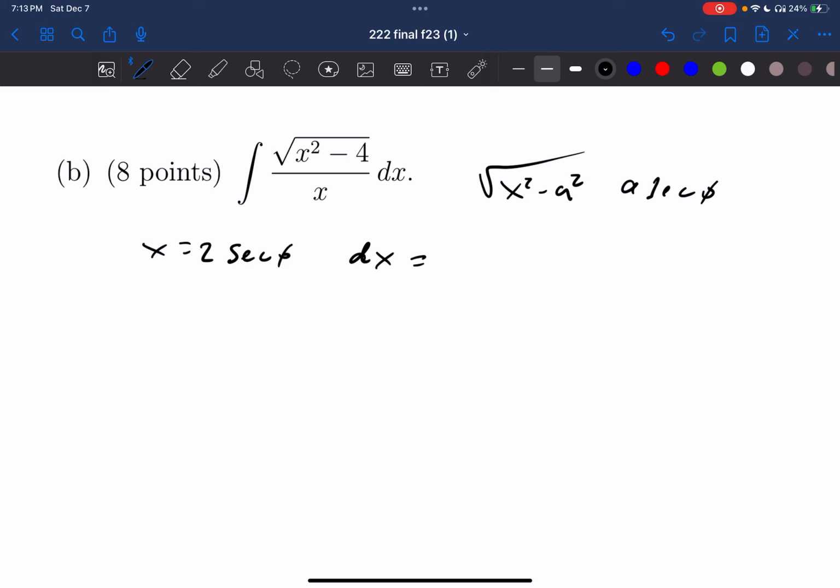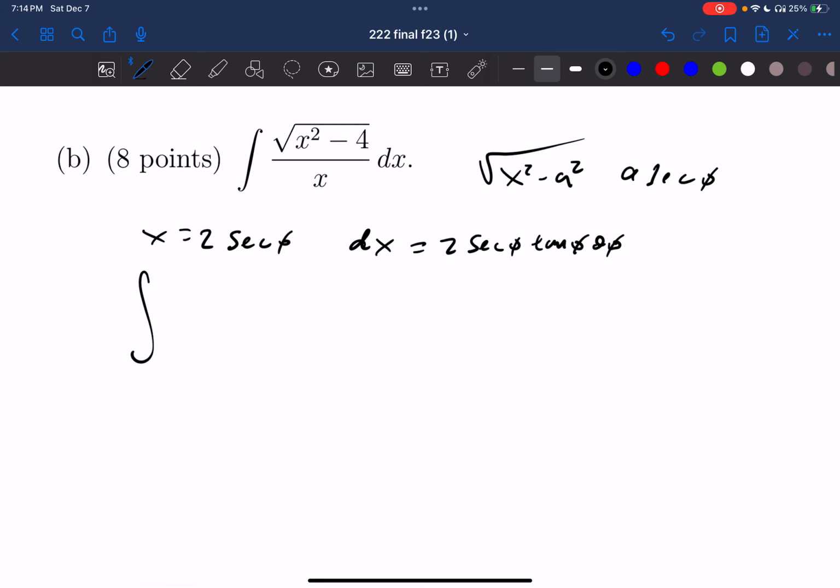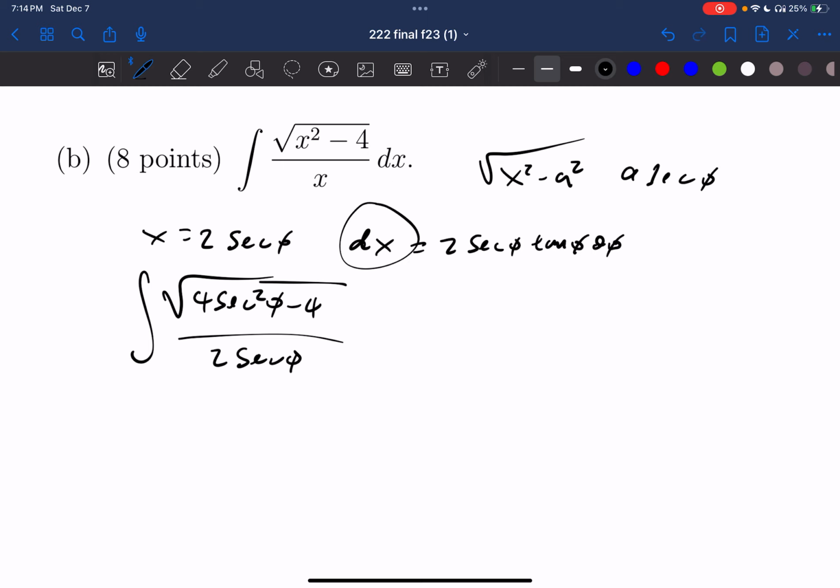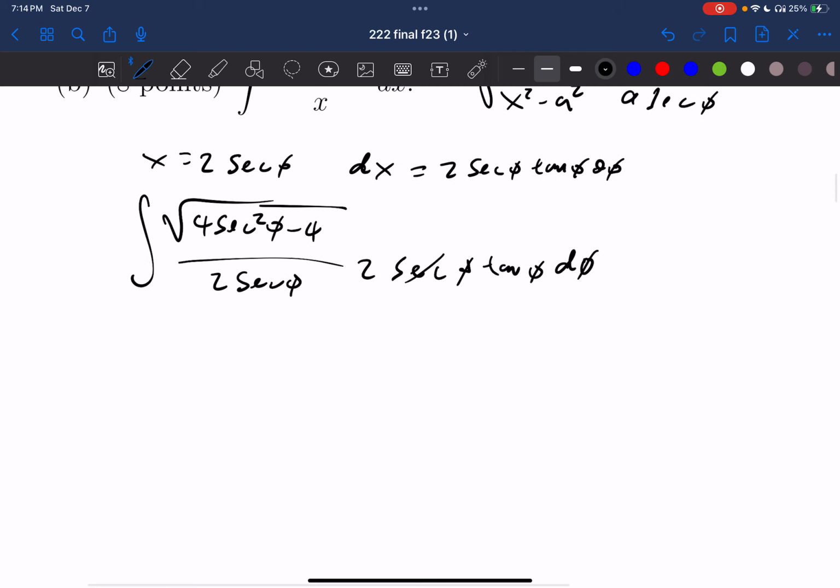So dx will be equal to the derivative of secant, which is secant theta tangent theta d theta. So replacing this in, we're going to get x squared, which is 4 secant squared theta, minus 4, all divided by x, but x is equal to this, so let's replace that here, secant theta, and a dx, but our dx is equal to this, so let's replace that too, 2 secant theta tangent theta d theta. Notice this 2 and this 2 will cancel.